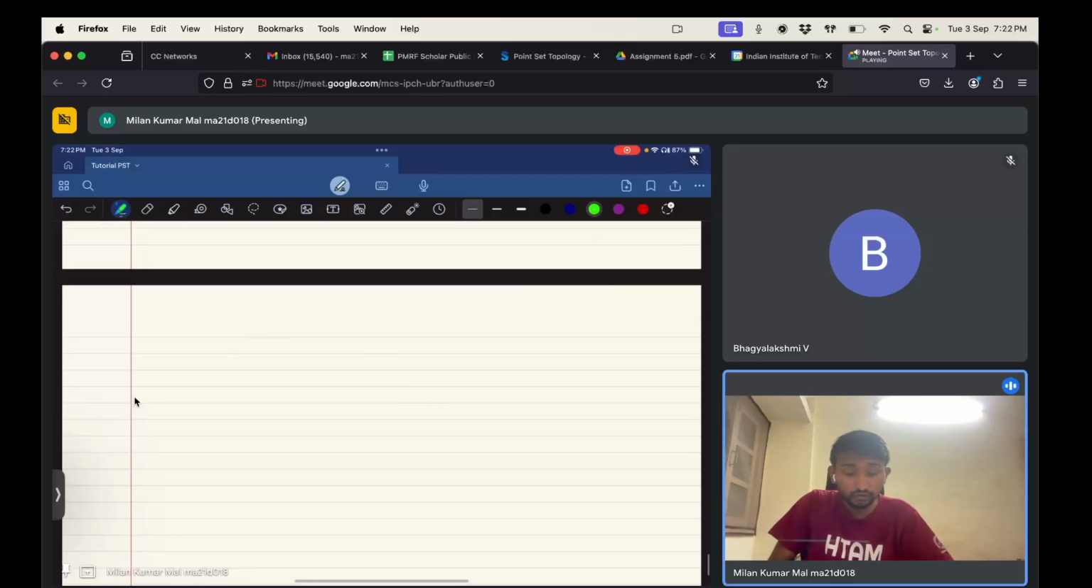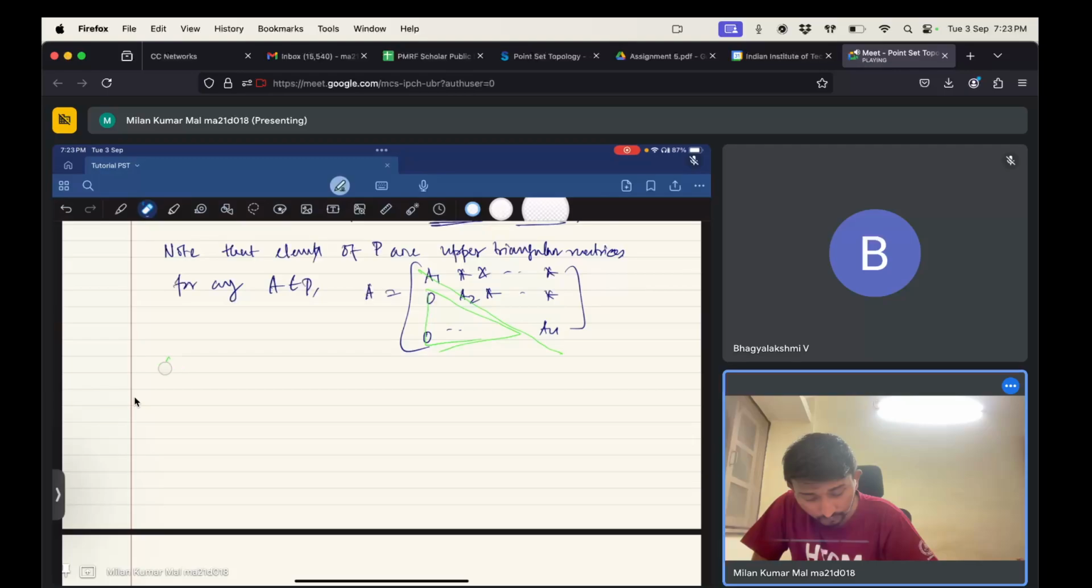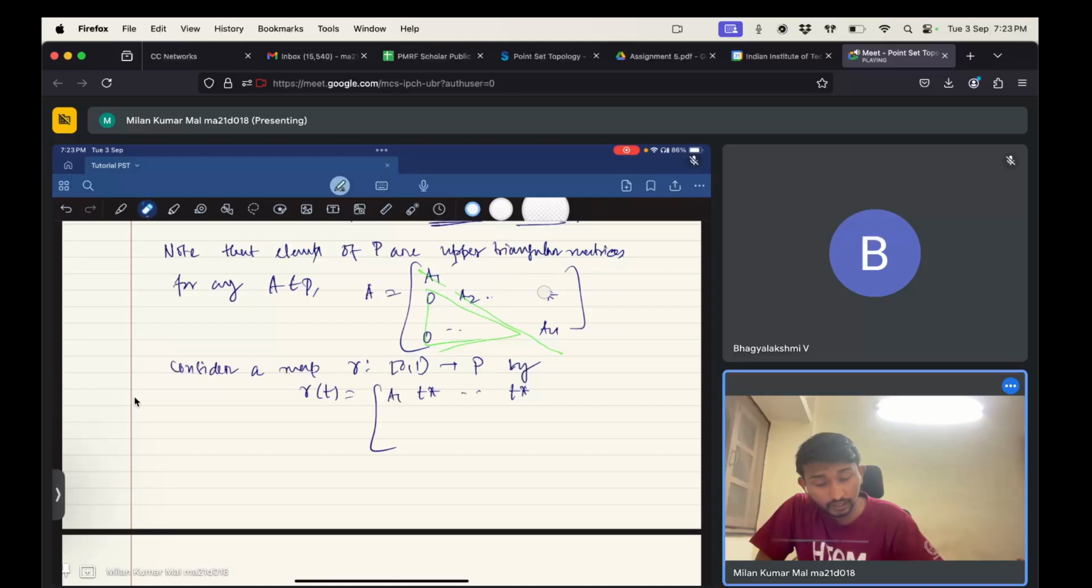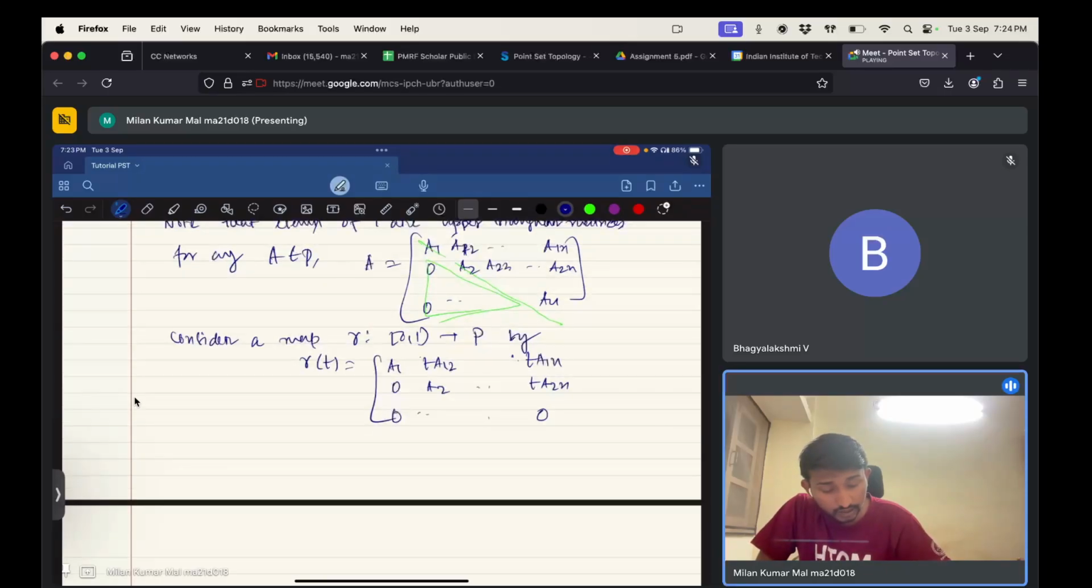Now consider a map gamma from the closed interval [0,1] to P, defined by gamma(t) equals the matrix with A1 on the diagonal, then t times A_{1,2}, up to t times A_{1,k}, then A2, then t times A_{2,3}, up to t times A_{2,k}, and so on, with the last element being Ak.